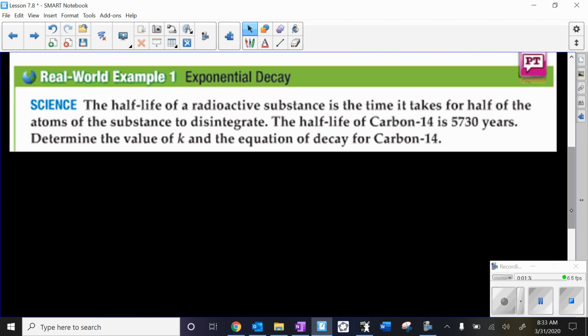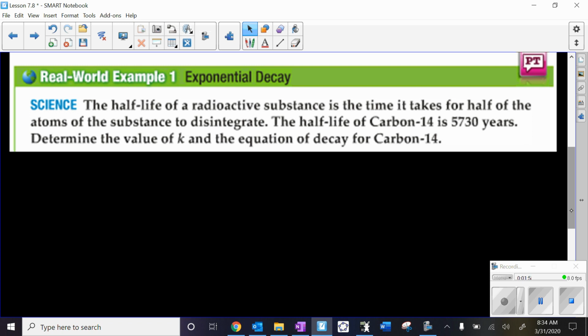So a problem that we can look at. The half-life of radioactive substance is the time it takes for half of the atoms of the substance to disintegrate. The half-life of carbon-14 is 5,730 years. Determine the value of K and the equation of decay for carbon-14.